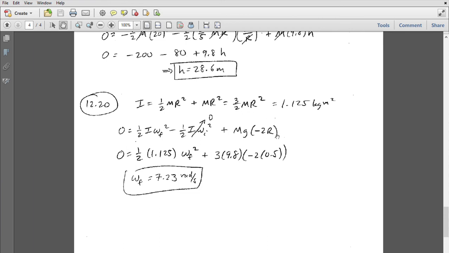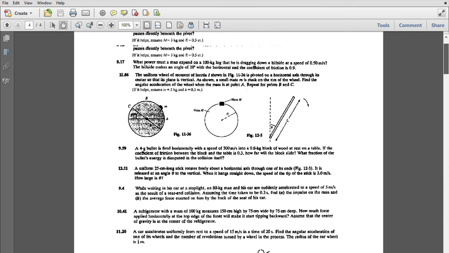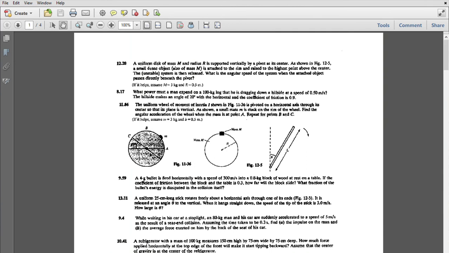So the change in potential energy just by virtue of that piece that's actually moving from higher to lower is mg times minus 2r. And we can plug in the numbers and solve for omega final. If you take my number, 7.23 radians per second as it's passing the lowest point. All right.